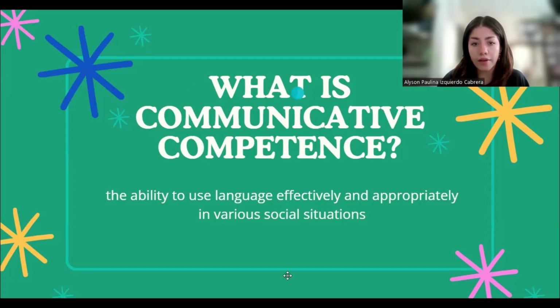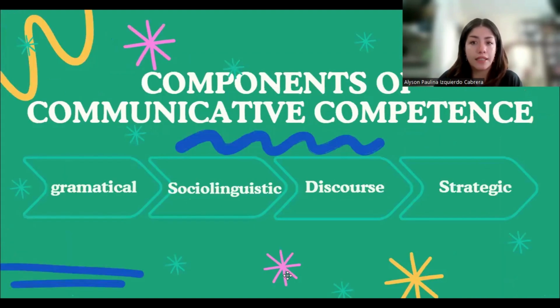Okay, so here I have some components of the communicative competences, okay? We have grammatical, which is just the correct use of the words, sociolinguistic, discourse, and strategic. An example of the use of communicative competence could be when someone is having a conversation with you and they tell you something and you know how to follow the conversation without hesitating or having trouble.